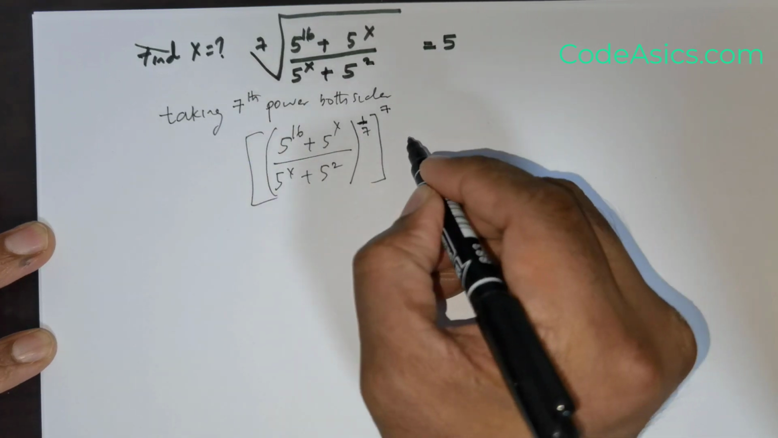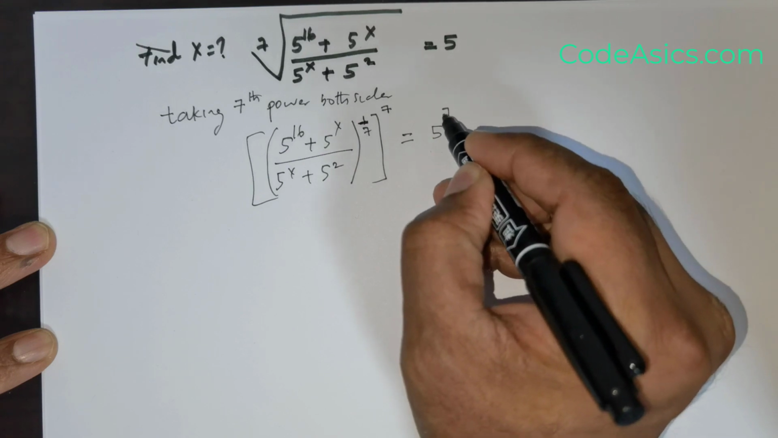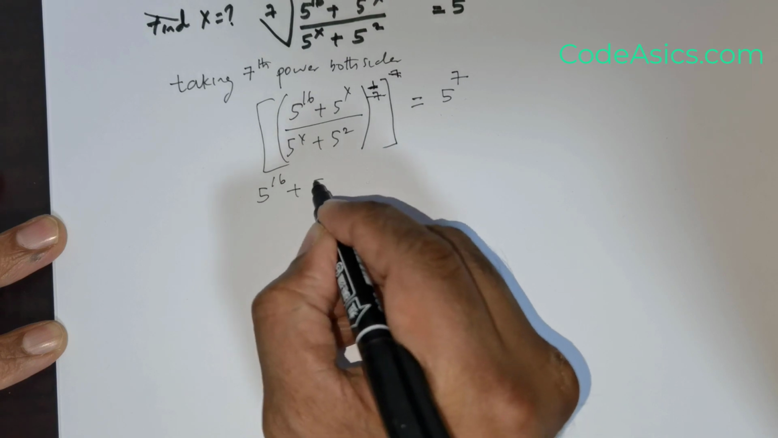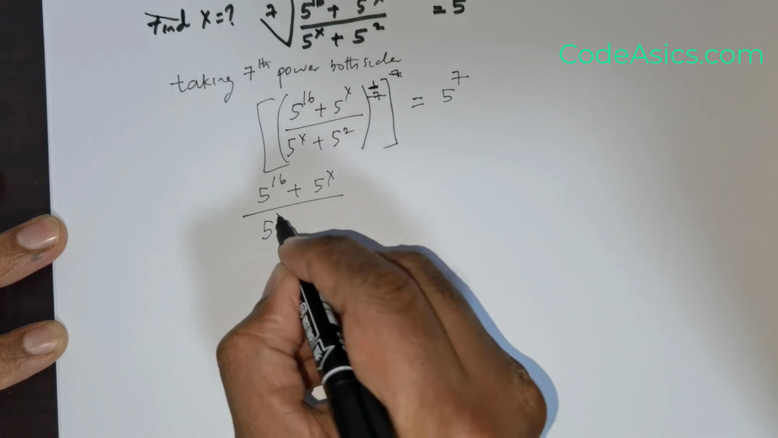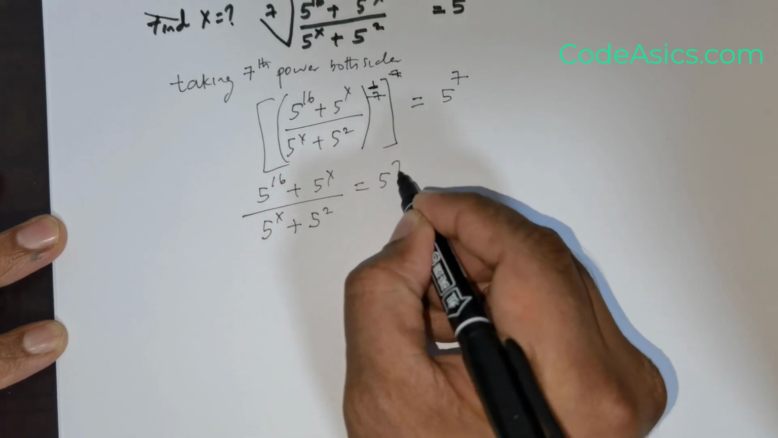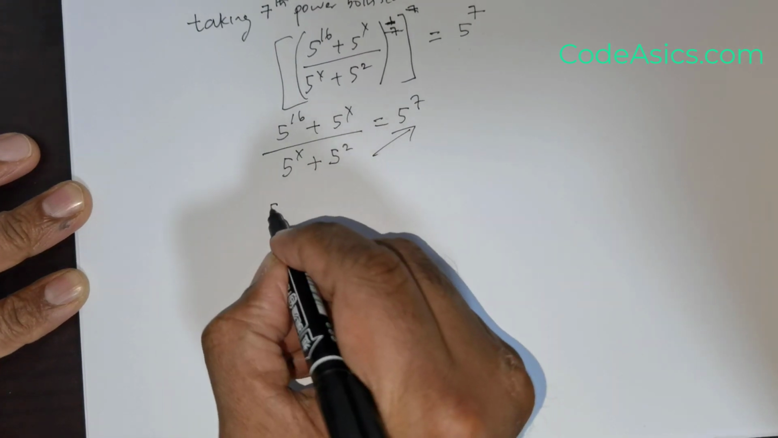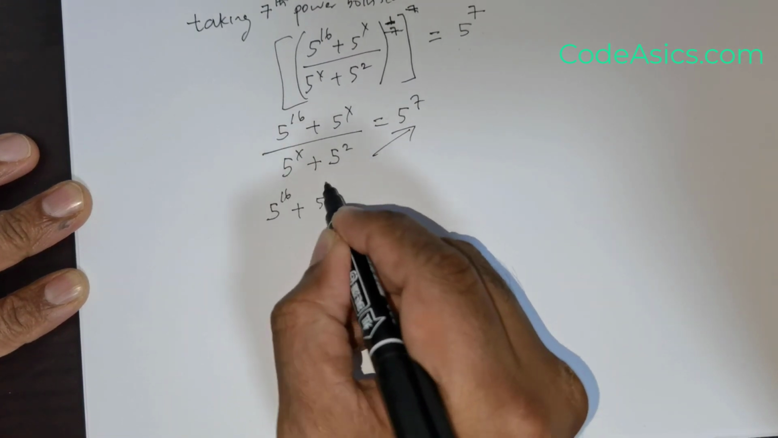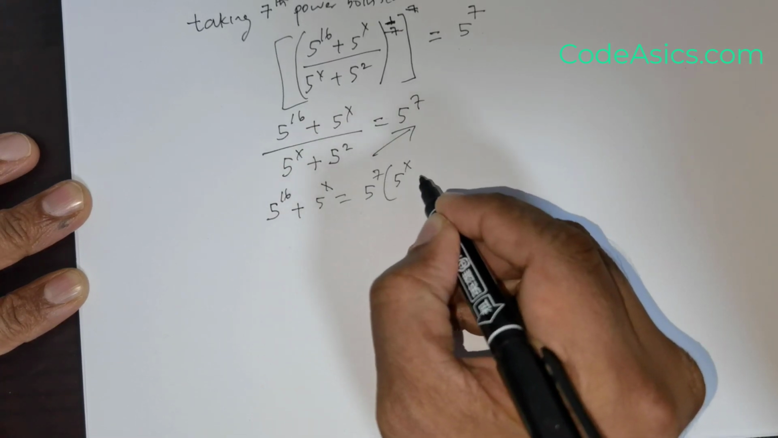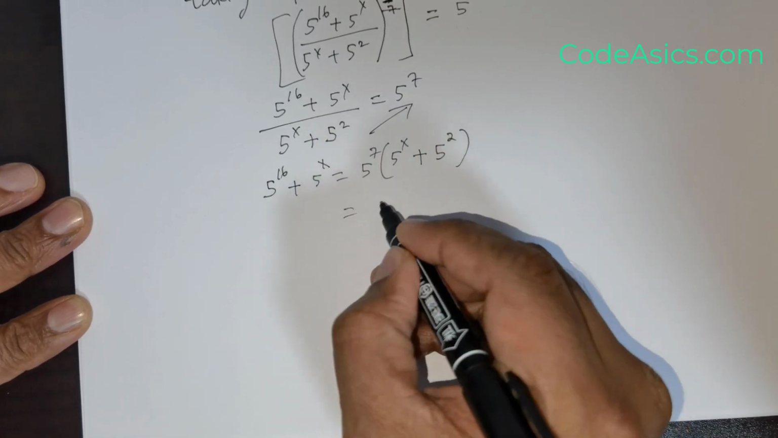So raising this term to the power of 7 and raising the right hand side to the power of 7, clearly the 7 gets cancelled, giving me (5^16 + 5^x)/(5^x + 5^2) is equal to 5^7. So let me cross multiply. This is going to give me 5^16 + 5^x is equal to 5^7 times (5^x + 5^2). Let me distribute this.